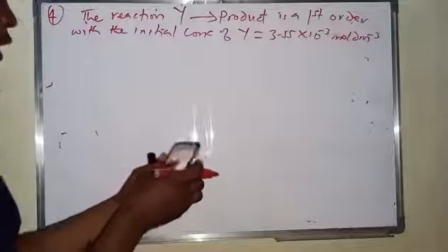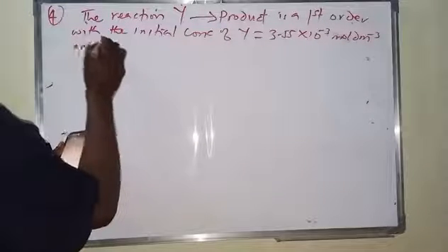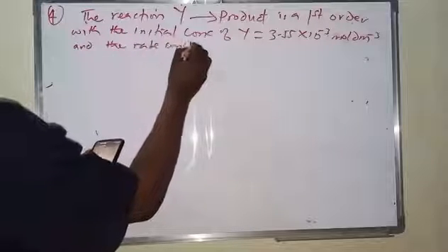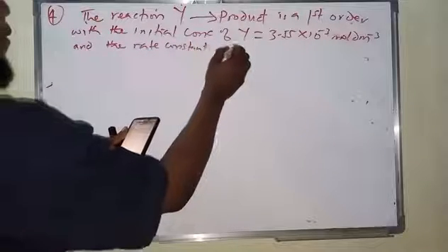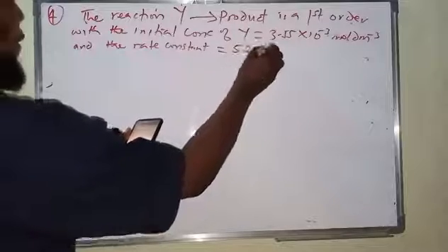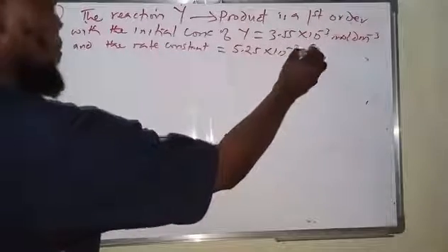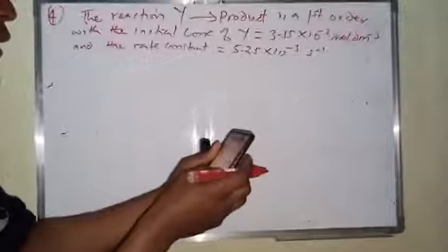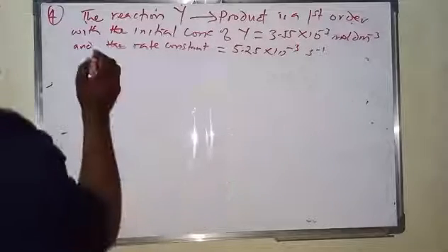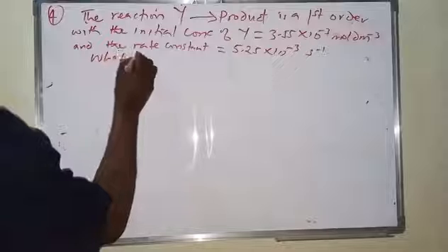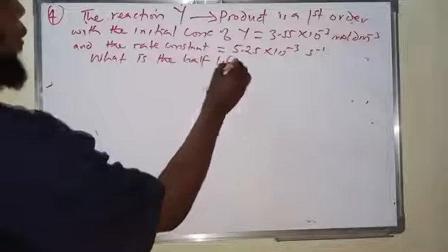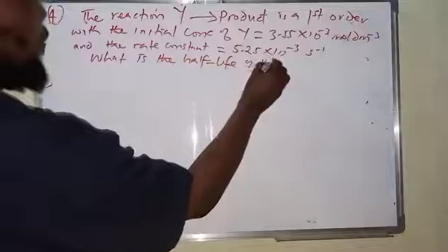and the rate constant is 5.25 times 10 to the power minus 3 per second. If it's clear, then what is the half-life of the reaction? The question is, what is the half-life of the reaction?